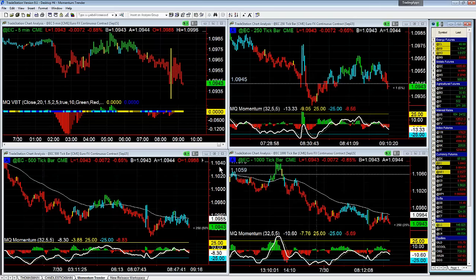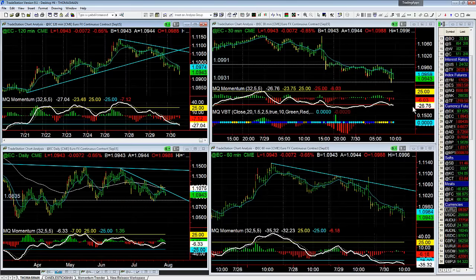So you have a potential short in the Euro based on a 500 tick head and shoulders. Momentum in the 120s looks bearish, 240s looks bearish, 30s, 60s look bearish.